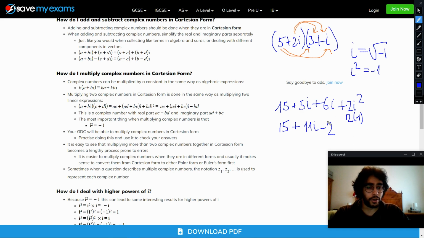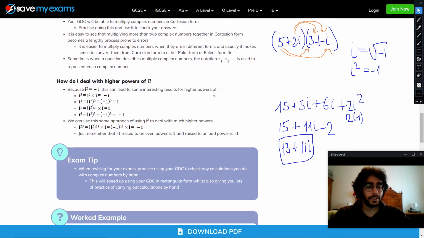Okay, now let's simplify further. You have 15 and -2, so 13, and then you have 11i. This is how you multiply your complex numbers. So it's also intuitive. It's just like opening brackets when you multiply two brackets. And just keep in mind that i squared is equal to -1, and use this fact to simplify your expression even further. Okay, there is also the part with the division, but we will come to that after a while.